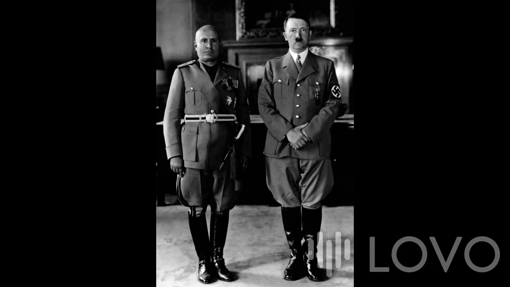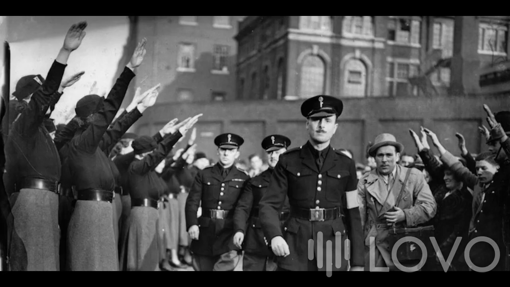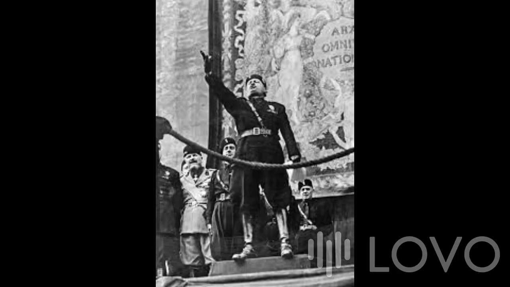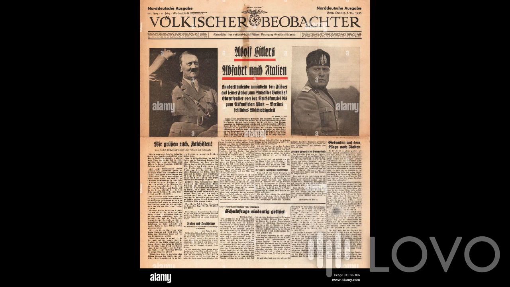Fascism was founded by Benito Mussolini in Italy in 1919. It was characterized by a strong central government, extreme nationalism, and authoritarianism. Fascist ideology emphasized the importance of the state over the individual, the suppression of dissent, and the use of violence as a means to achieve political goals.